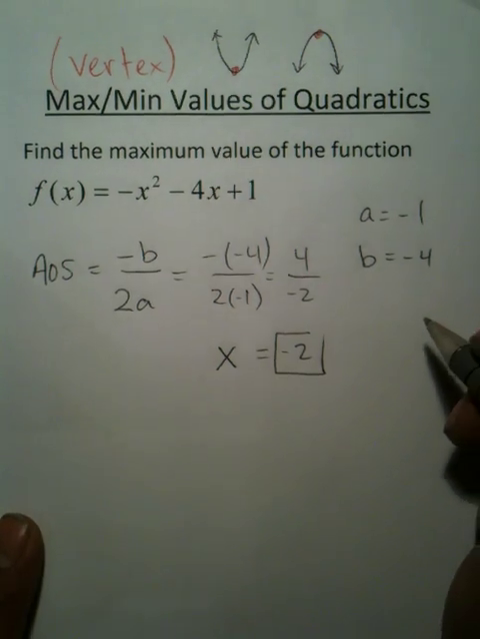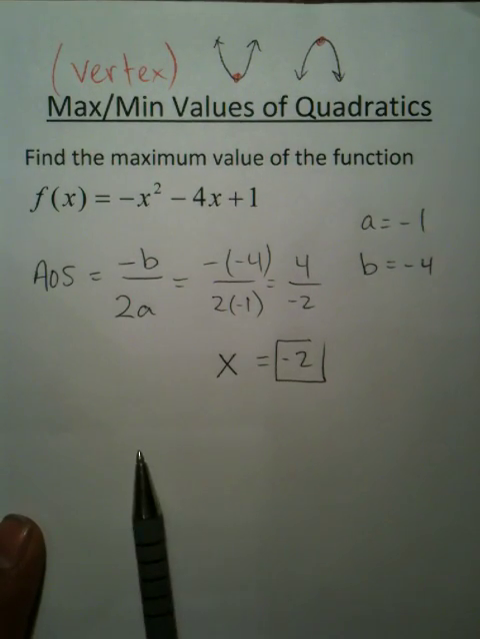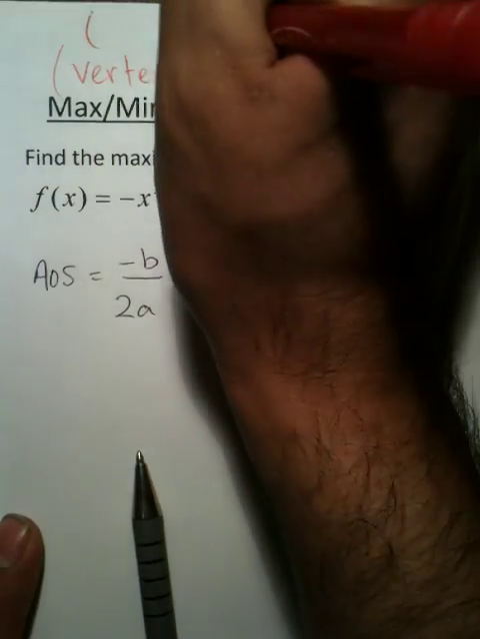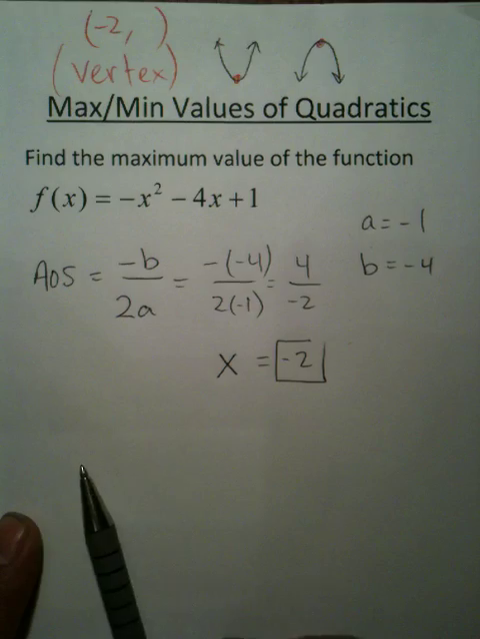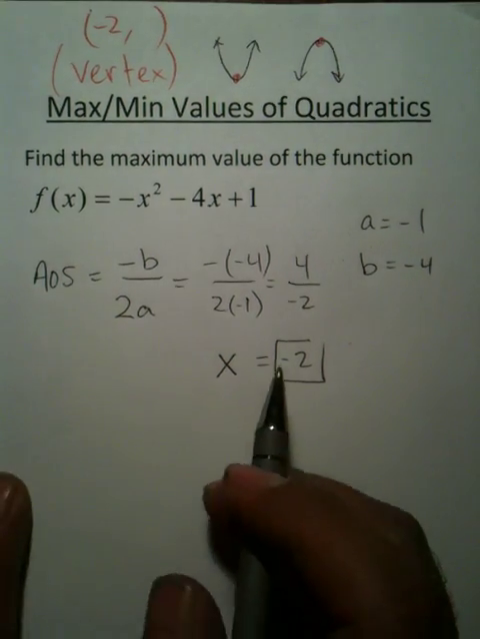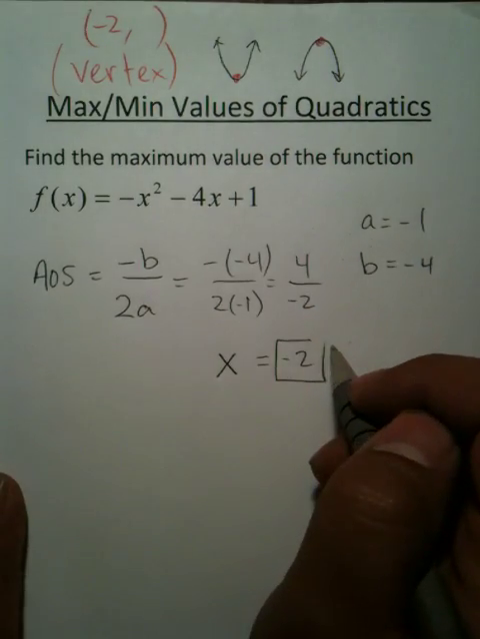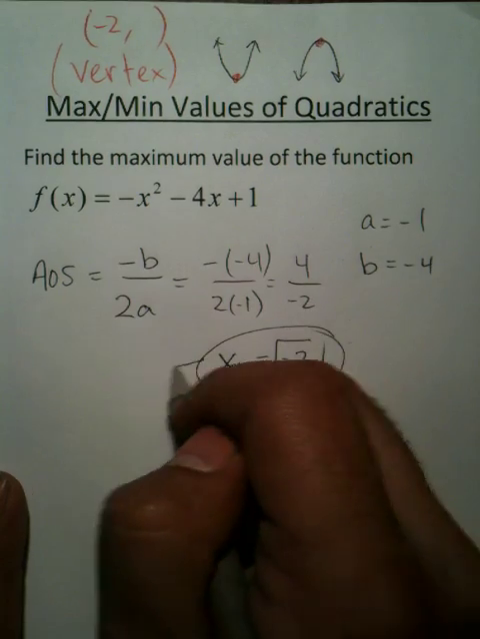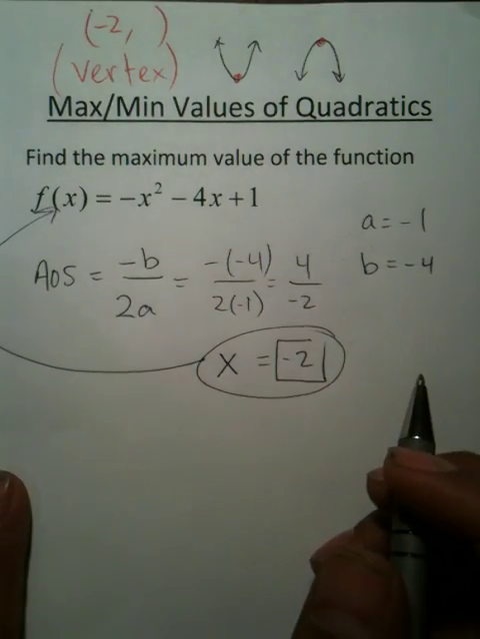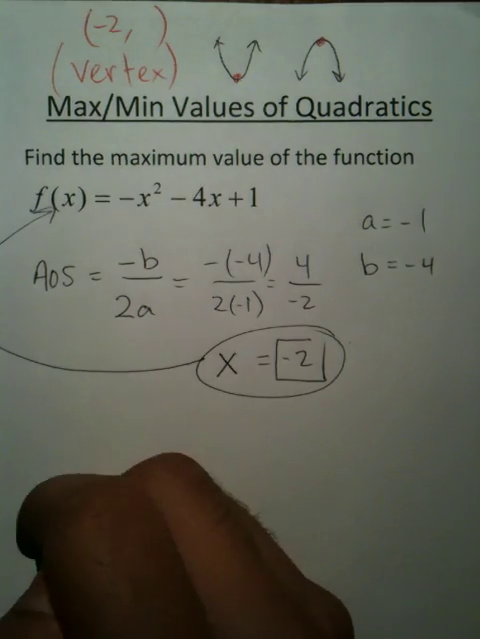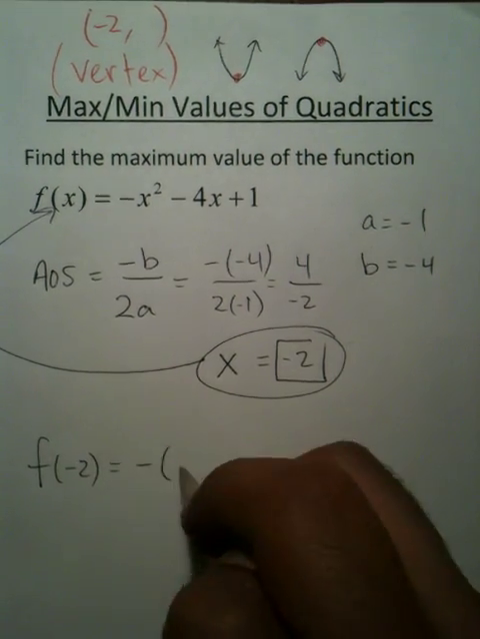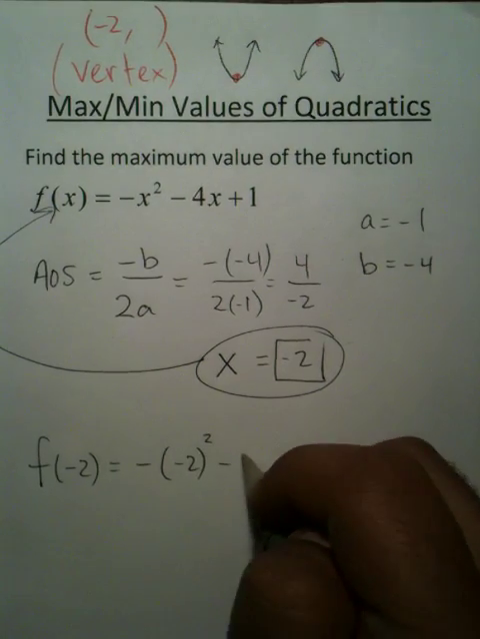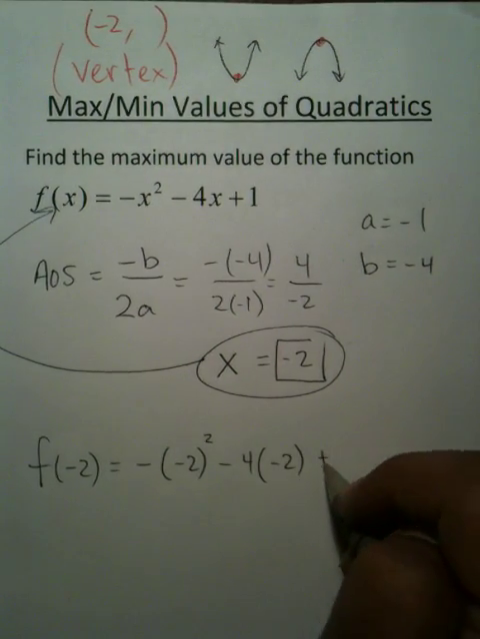So, as I said before, you got this vertex. Right now, you've got part of the answer. You have negative 2. So, how do you find the y value? The concept of inputs and outputs. Take this and make it an input. So, you have the function f of negative 2: negative negative 2 squared minus 4 times negative 2 plus 1.